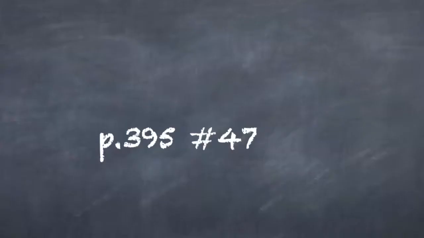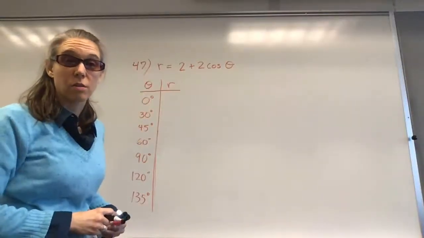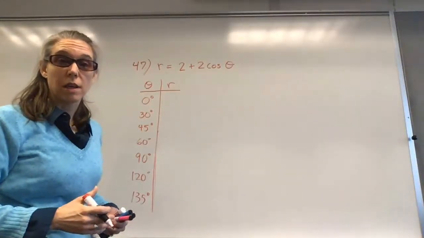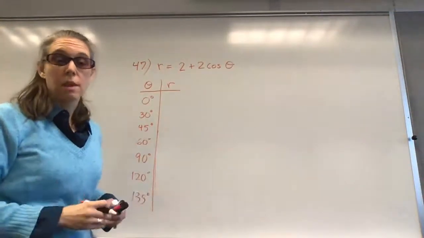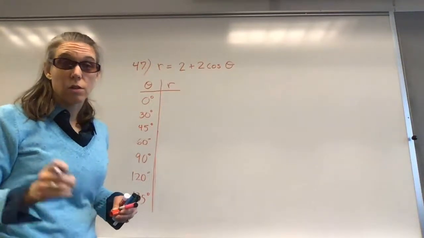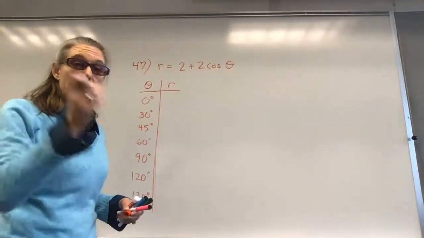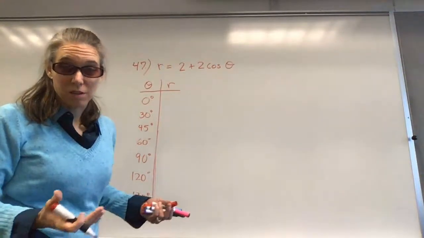So next I want to show you how to graph, and I'm going to show you page 395, number 47. In order to graph a polar equation, I want to make a theta r table, sort of like an xy table. The values that I'm going to plug in are all the values on the unit circle from 0 all the way back to 360 without including 360, because that would be the same as 0 degrees.